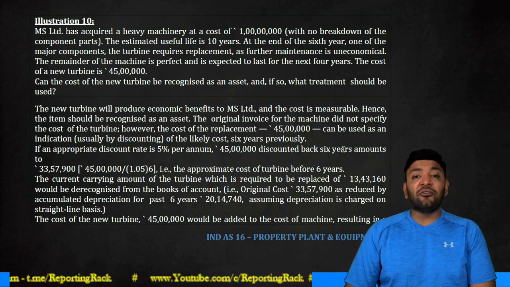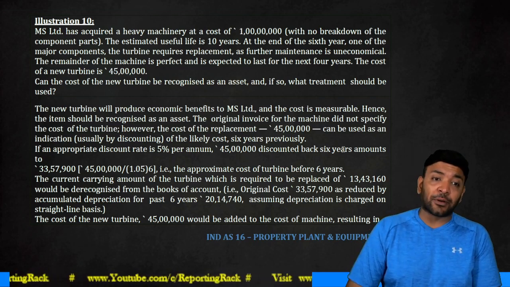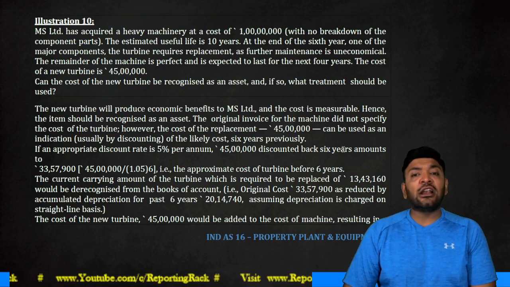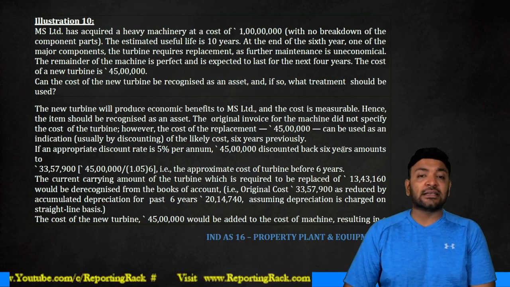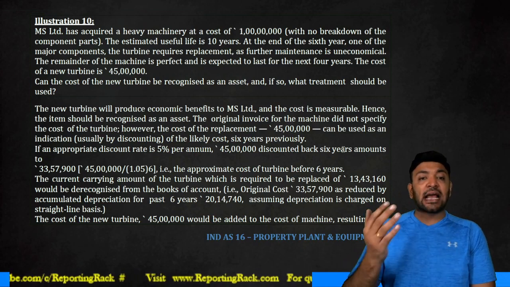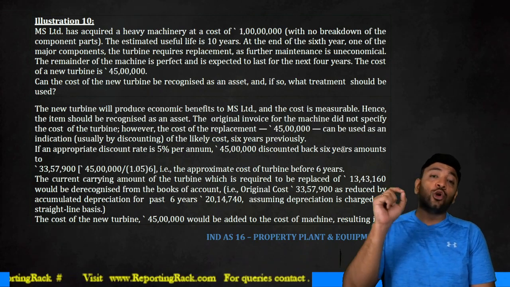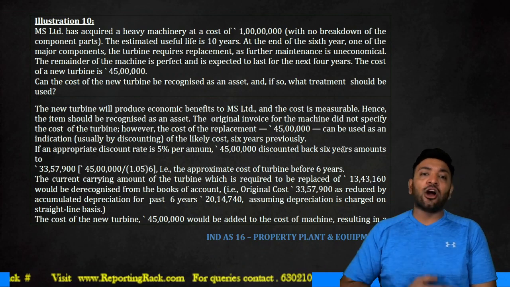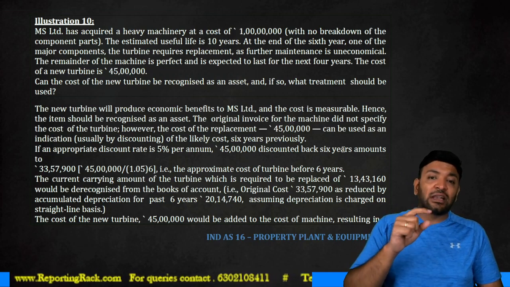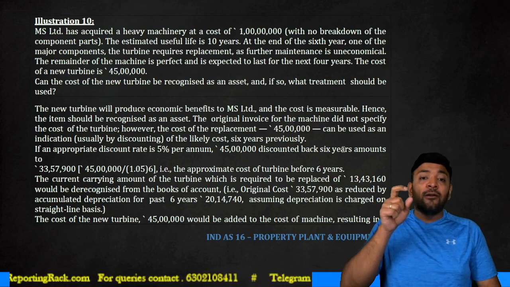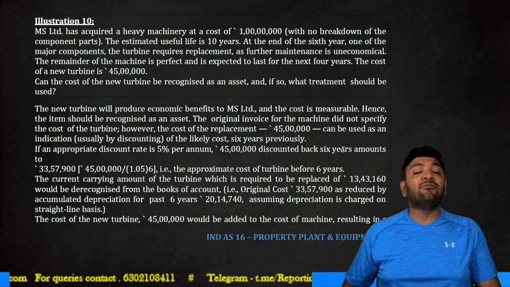Guys, here you have to be very careful because did he identify separate major components or this turbine as a separate component? Absolutely no. He did not recognize the replaced component as a separate component at the time of original recognition of the asset. Now, when he has actually replaced the asset with 45 lakhs, did he tell you in the question what was the original cost of the replaced component? He did not. So what will we have to do? We have already solved a similar question. With the help of this 45 lakhs which is spent towards the end of the 6th year, we need to identify what is the original cost of this particular component at the time when you acquired the asset.